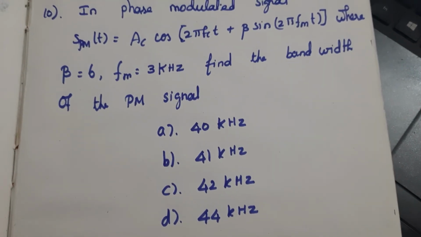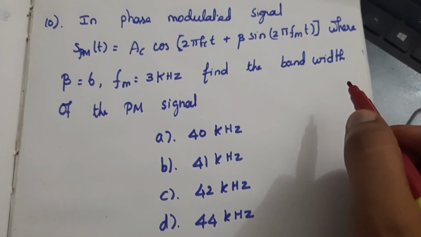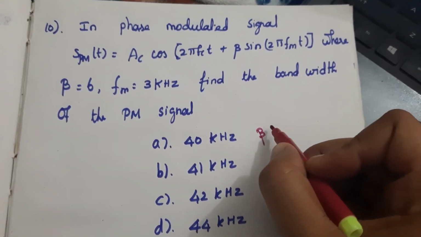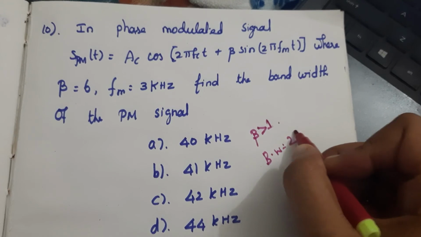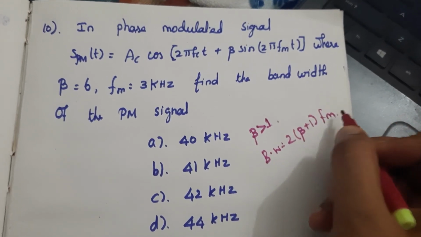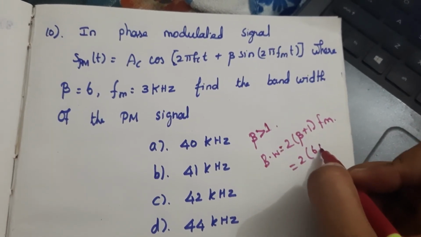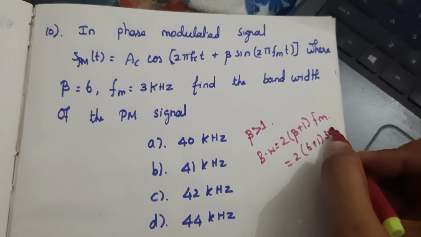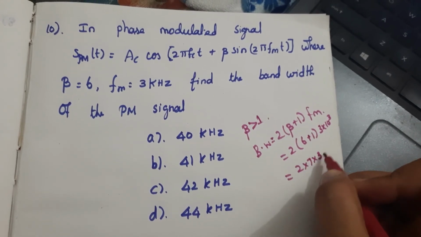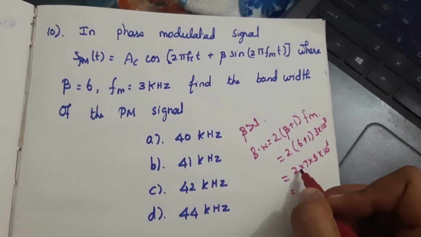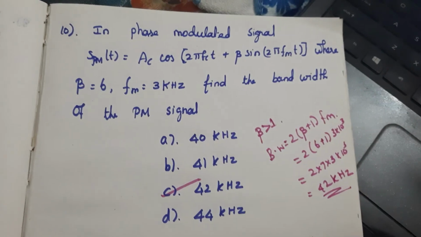Tenth question, in a phase modulated signal, beta is equal to 6 and fm is equal to 3 kHz. Find the bandwidth of the PM signal. The equation for bandwidth for beta greater than 1 is 2 into beta plus 1 into fm. So here beta is 6 plus 1 and fm is 3 kHz. So we get 2 into 7 into 3 times 10 to the power 3, that is 6 into 7, which is 42 kilohertz. So here the answer is C, 42 kilohertz.